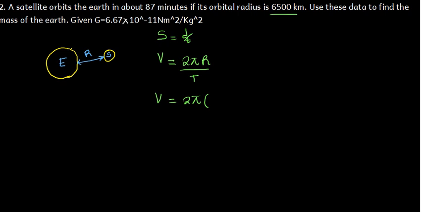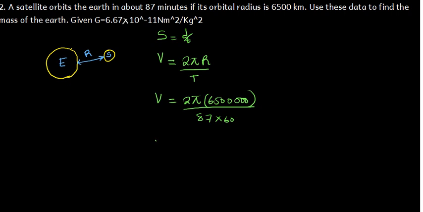Now we need to convert this to meters. It's simply multiplying this value by 1,000 to get it to meters. So that will be 6500, and then there will be 3 more zeros because we multiplied by 1,000, divided by the period. Now the period takes 87 minutes, but this value is supposed to be in seconds. So let's convert that to seconds by multiplying by 60, because we know that in 1 minute there are 60 seconds.